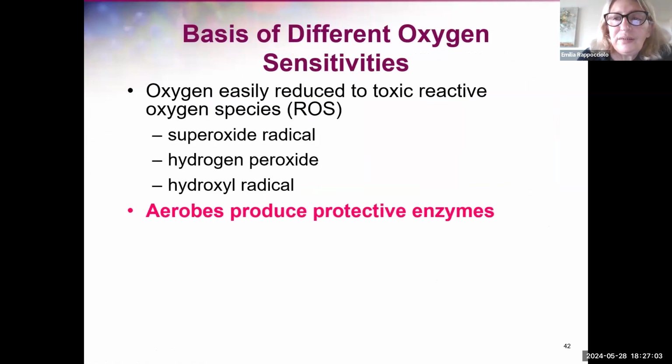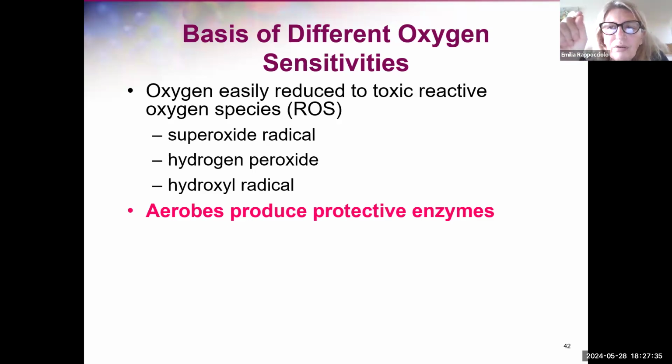As I said, the reason for different oxygen sensitivity is the ability to remove reactive oxygen species. This is toxic oxygen that can kill the cell. You have the superoxide radical, hydrogen peroxide, hydroxyl radical, and singlet oxygen. These are all dangerous for DNA, for proteins, and for membranes.